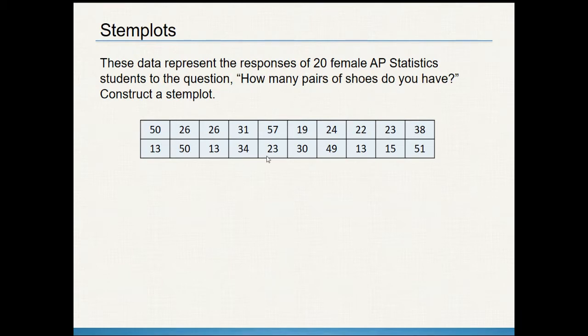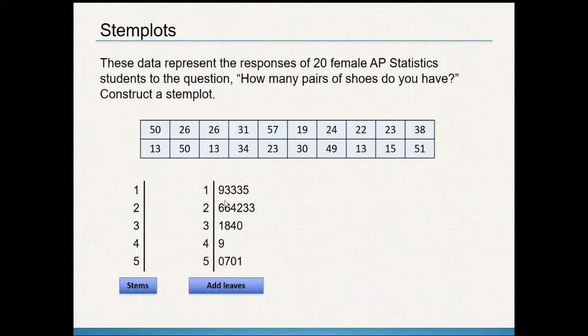Construct a stem plot. So you've got the number of pairs of shoes that you own, and now you're going to take this data. For the stems, it looks like the lowest number we're dealing with is in the teens. So 13, I think. I don't see one lower than 13. I see 13, 15, 19. So that would be our first stem. And it looks like the biggest number we've got here is 57 maybe. Yes, so the biggest stem is going to be 5.